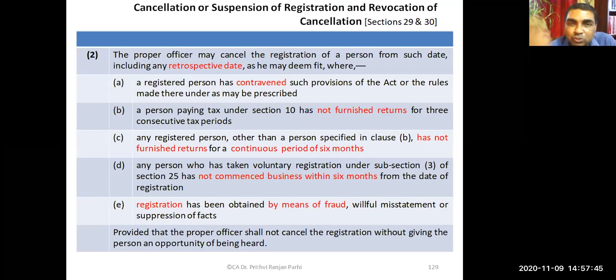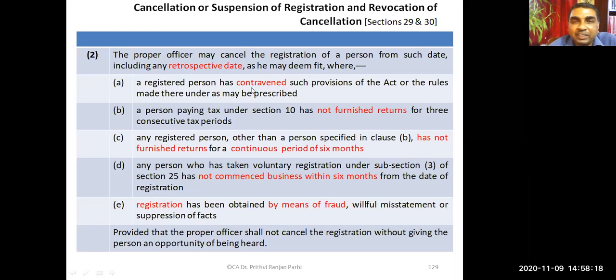The proper officer can also cancel the registration with effect from such date as he deems fit, including a retrospective date. That means it's also possible to cancel the registration with a retrospective date. In which situations can cancellation be made by the proper officer for any day? These are the situations which are listed here.